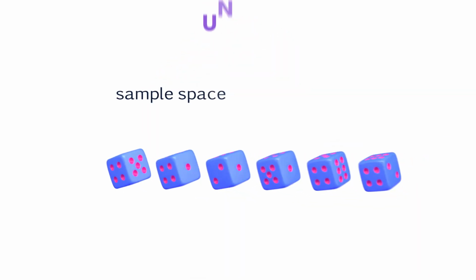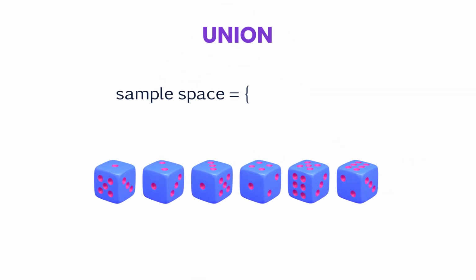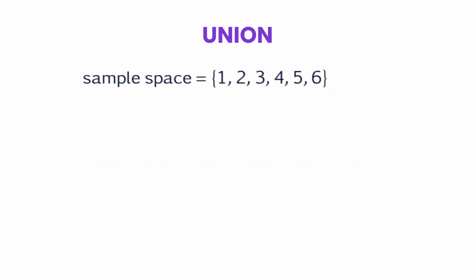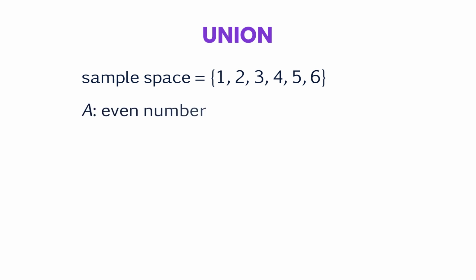The sample space when rolling a die once is 1, 2, 3, 4, 5, and 6. This is the set consisting of all possible outcomes. Say you want to know the probability of rolling either A, an even number, or B, a number greater than 4. A and B here are 2 events.